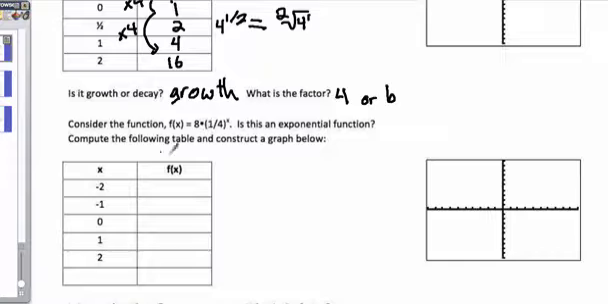Okay, so now let's consider this function, and let's go ahead and fill in the table and see what happens. Compute the following table and construct the graph below. Feel free to pause the video and try to construct this table by yourself. Okay, so we're going to have 8 times 1/4, and it is just the 1/4 that is being raised to the power of x, and in this case it's -2. The negative is going to flip the fraction, so this becomes 8 times, flip this, 4 squared, which would be 16. Multiply this together, and we end up with 128.